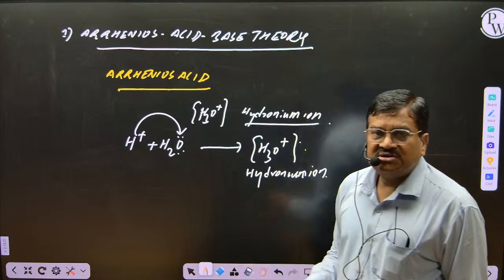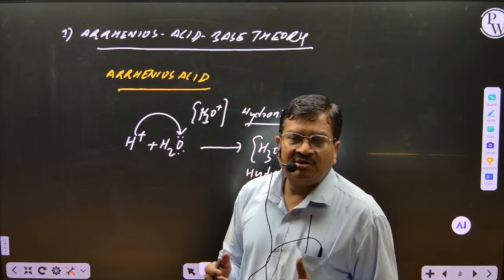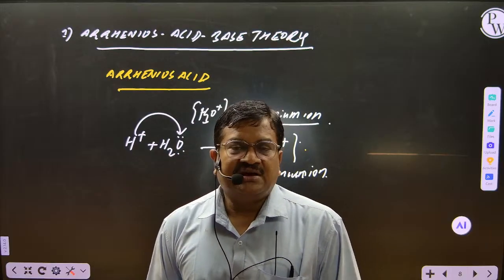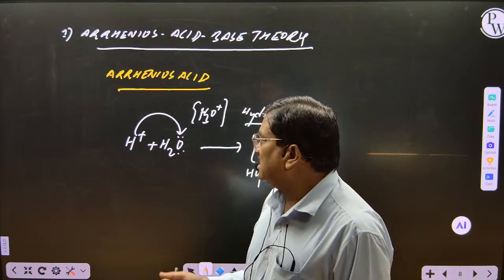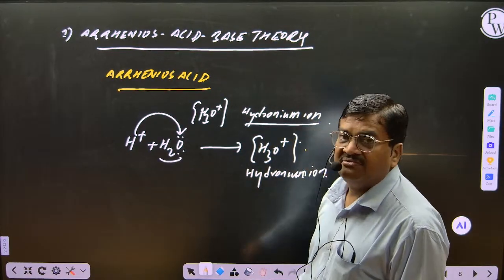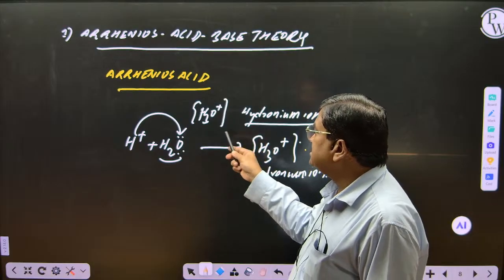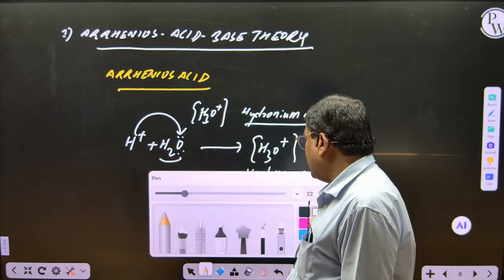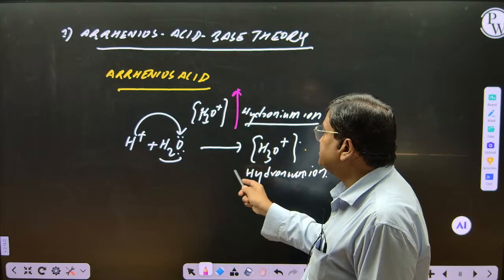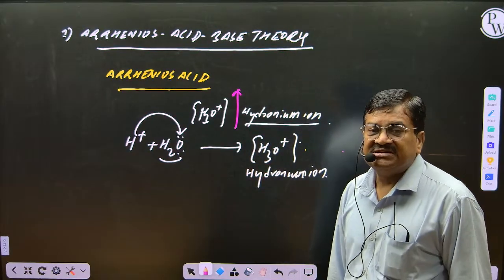Are you following? So simple. In lower class, 10th standard, an acid will furnish H+ ion. The H+ ion is not stable, so it will combine with water and form hydronium ion. So substances which increase the concentration of hydronium ion in water, such substances we call Arrhenius acid.